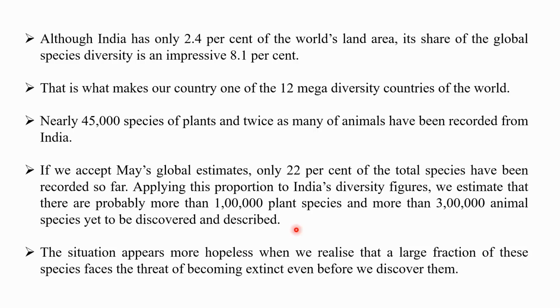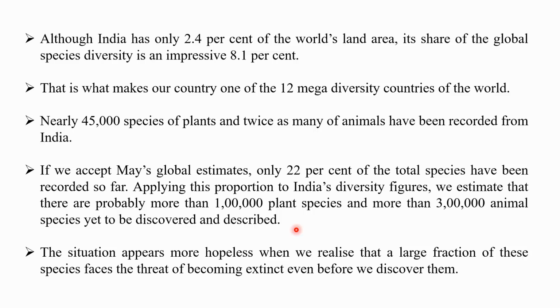So if only 22% of the total species have been recorded so far, then in India there are actually a lot more species present than what is described. It has been described that nearly 45,000 species of plants and almost twice that number of animals have been recorded from India.